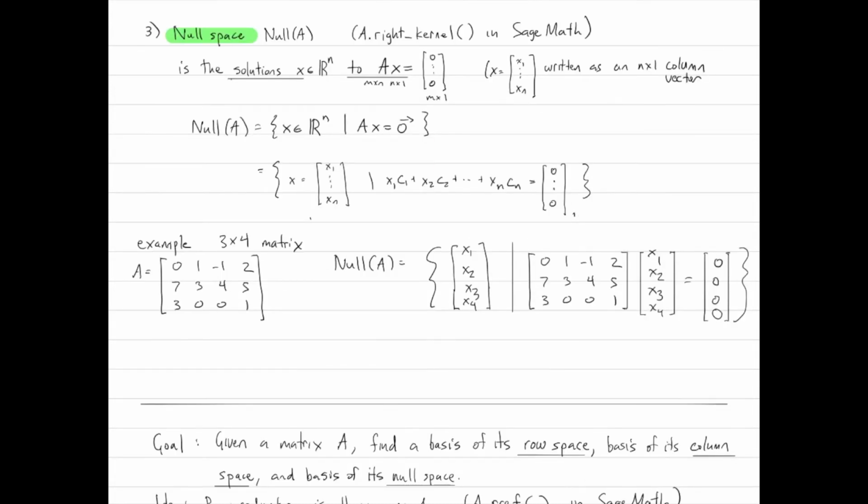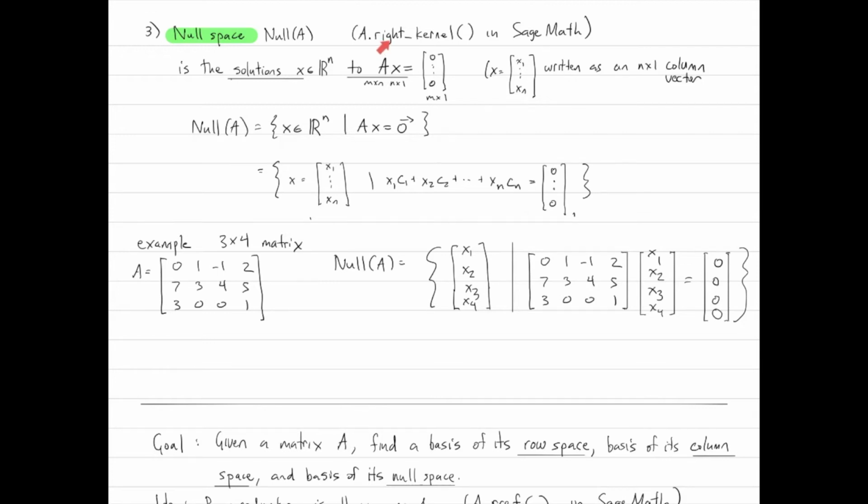Okay, and finally the null space, denoted null of A, again sometimes I'll not capitalize the n, that doesn't make any difference, is something we've actually seen before. It's the solutions to the equation Ax equals 0. In SageMath, the command is A.right_kernel. There is a command A.kernel, but that will give you the left kernel, I believe.